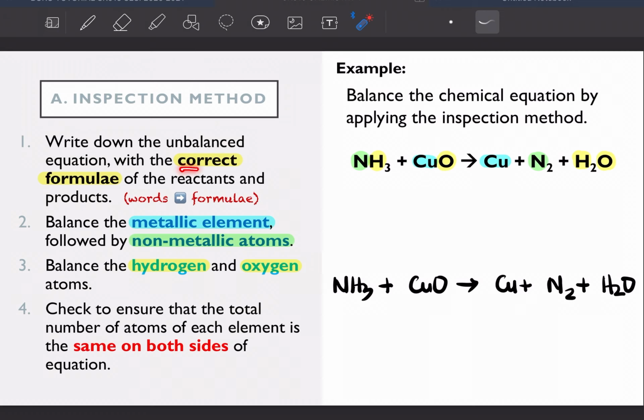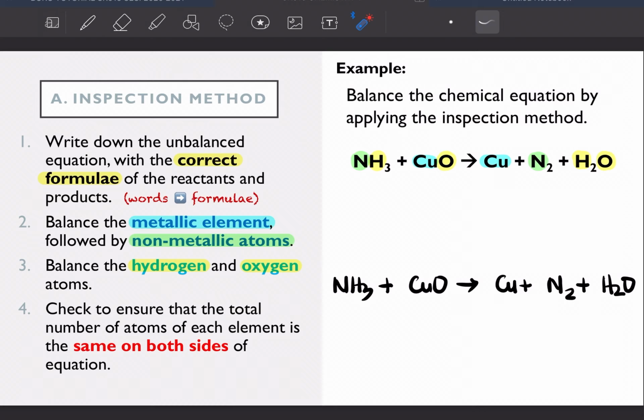The first step is to write down the unbalanced equation with the correct formula of the reactants and products. Sometimes your question can give you the names of your reactants and products in words, so you have to translate. For example, if they give ammonia, you have to know that ammonia is NH3. Hydrochloric acid will be HCl. Those words you need to know how to translate into your chemical formula.